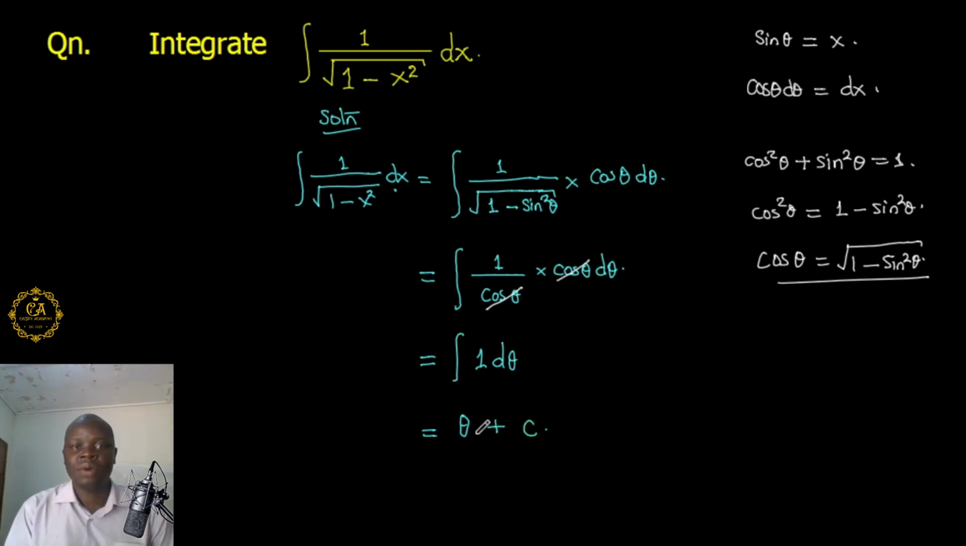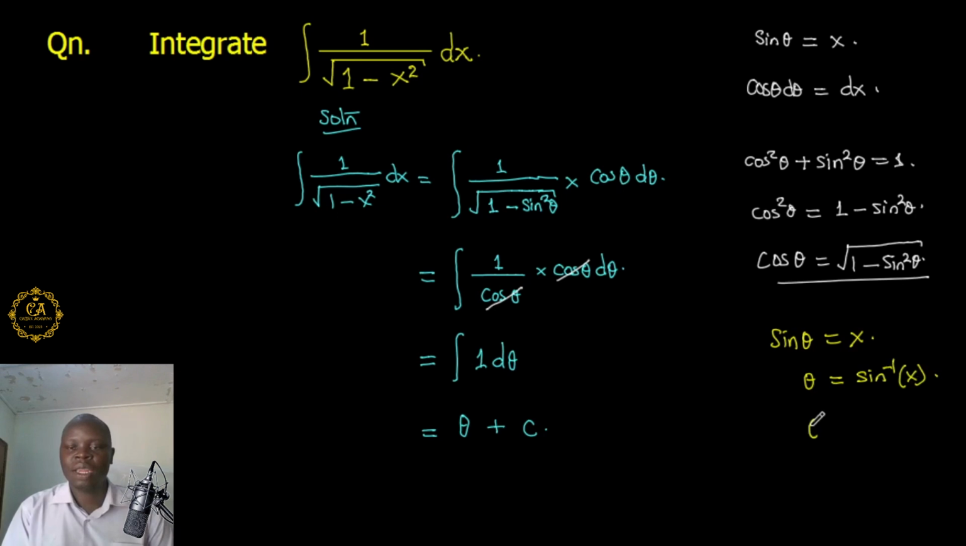But now our question was in terms of x and our answer here is in terms of theta. So let's write back from theta to x. Now how do you do that? From our previous substitution here, we said sine theta should be equal to x. So for us to make this in terms of x, we can isolate theta and we get the inverse of this. So we have sine inverse of x.